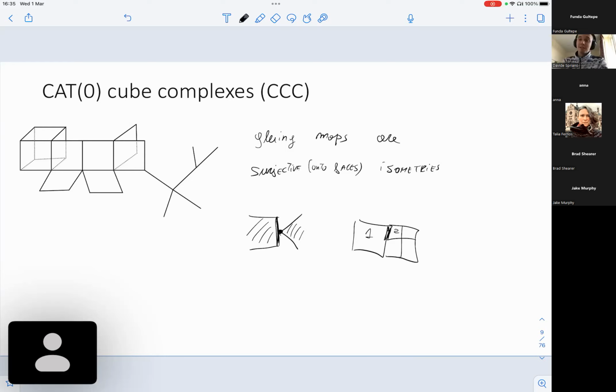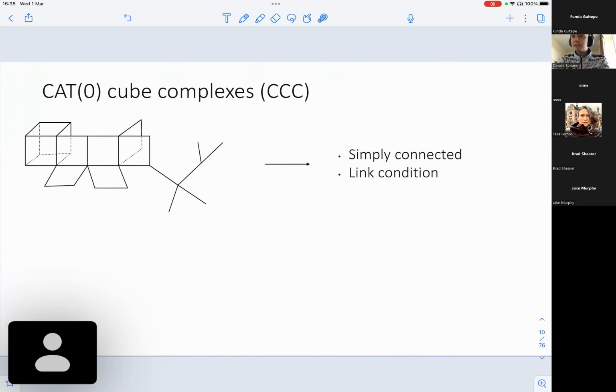They need to be isometric, and they are not in this picture. Okay. And so this is what I just told you, what a cube complex is, but there is a word, Cat0. So a Cat0 cube complex is a cube complex that satisfies two conditions. It needs to be simply connected and satisfy a link condition. I will not define these, but I will tell you what the consequences are.